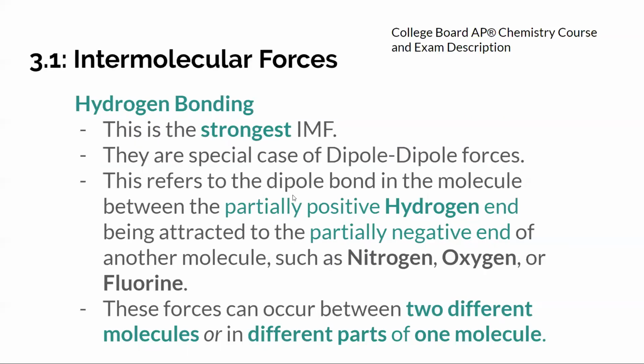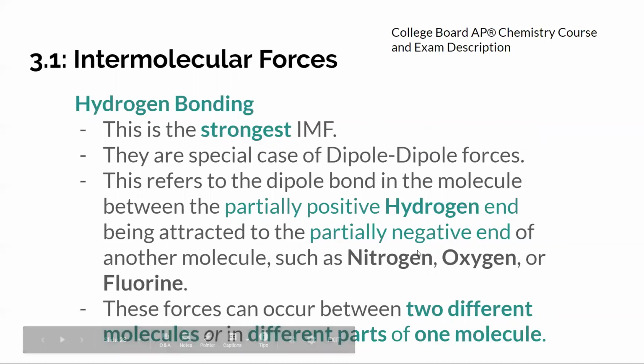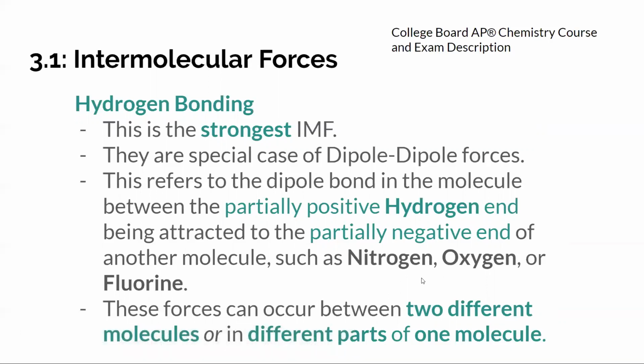And then last, we have hydrogen bonding. This is the strongest IMF, and it is a special case of dipole-dipole forces. It refers to the dipole bond in which the partially positive hydrogen end is attracted to the partially negative end of another molecule, such as nitrogen, oxygen, or fluorine. This is very key. Hydrogen bonding can only occur when hydrogen bonds to nitrogen, oxygen, or fluorine. I use the acronym NOF, it's pretty simple, nitrogen, oxygen, fluorine, to remember this. And these forces can occur between two different molecules or in different parts of one molecule.